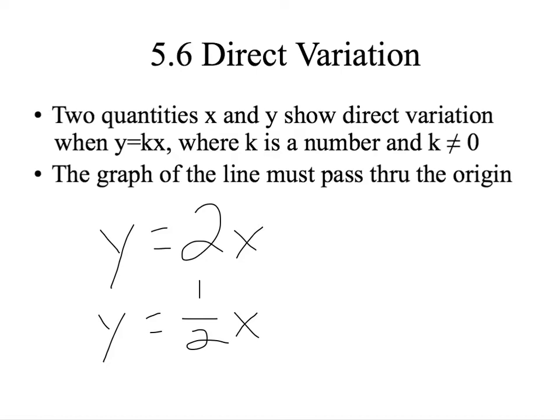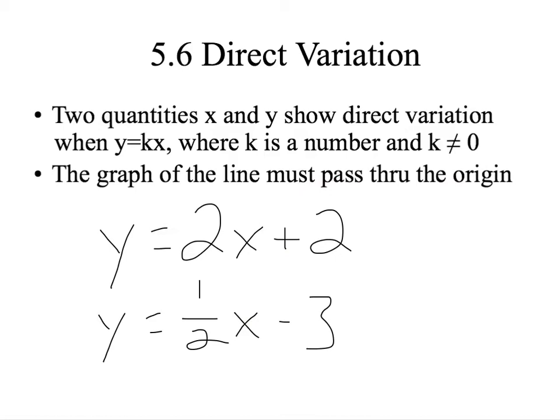Where they don't make sense is if you start with maybe plus 2, minus 3, because the second line here says the graph of the line must pass through the origin. If you graphed both of these, they would not go through the origin. There would be a change of where they are crossing the y-axis.